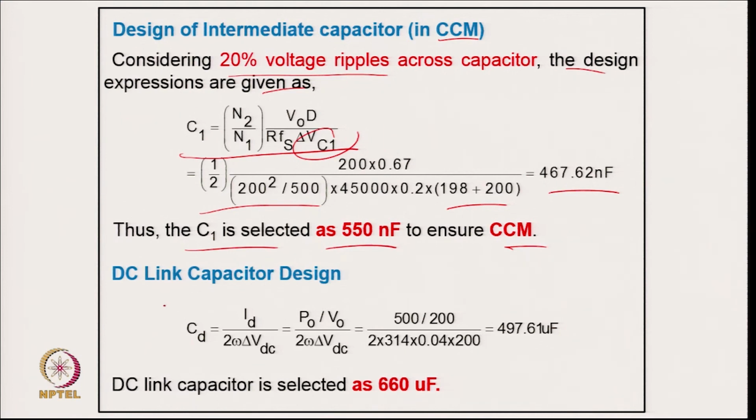And now, coming to the design of the DC link capacitor of the output. CD equals ID upon 2 omega delta VD, and keeping in all the values, it comes to 497.61 microfarad, and we select higher than that. So, the DC link capacitor selected is 660 microfarad to ensure that the voltage ripple never goes more than 4% under wide operating conditions of the converter.